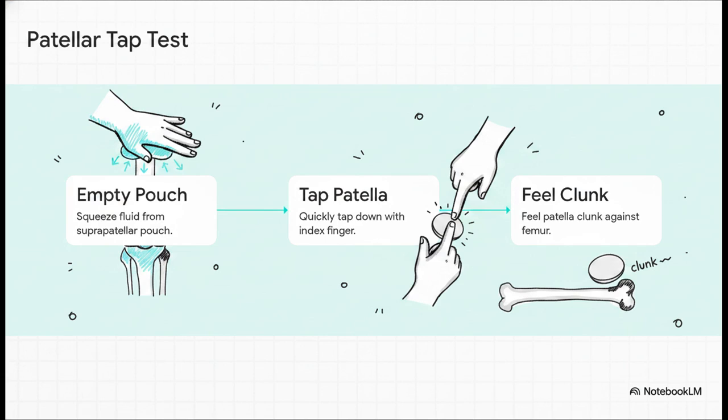Our very first specific maneuver here is the patellar tap test. We use this to hunt for a major joint effusion or swelling. Here's how you do it. You place one hand right above the knee and you squeeze. You're milking that fluid from the suprapatellar pouch straight downward. Then, keeping that downward pressure locked in, you take the index finger of your other hand and give the patella a quick, sharp tap.